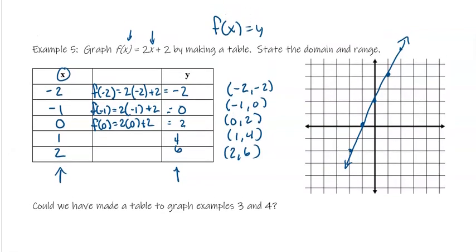So could we have made a table for the ones in example 3 and 4? Oh, the domain and range. I didn't do that either. So the domain is every number under the sun, all real numbers. That's another symbol for that, the R with the double line. The range is all real numbers.